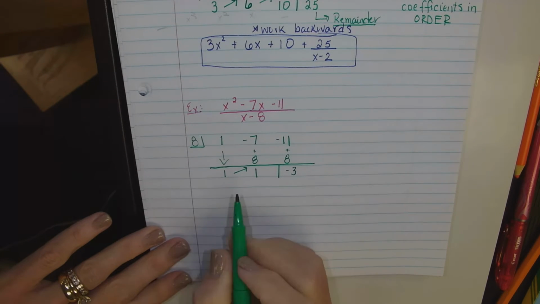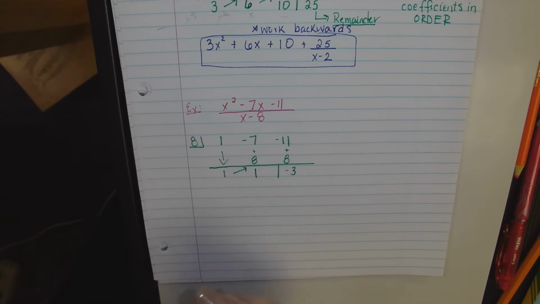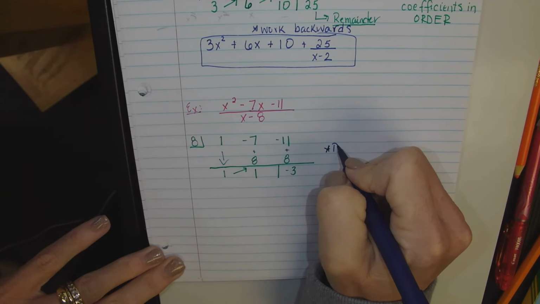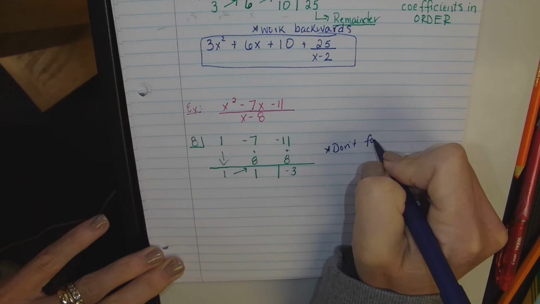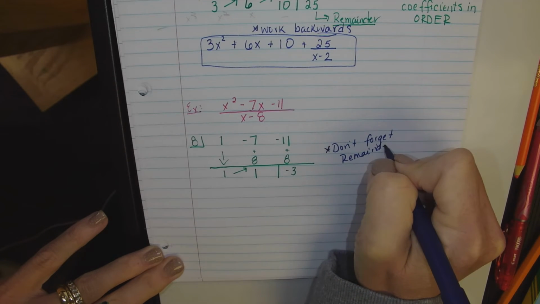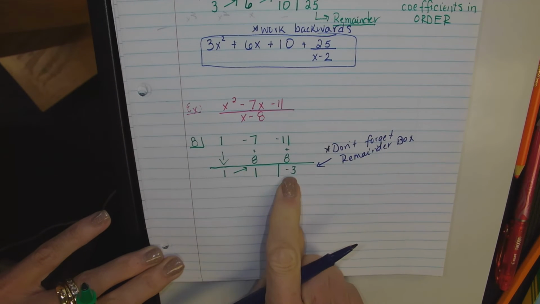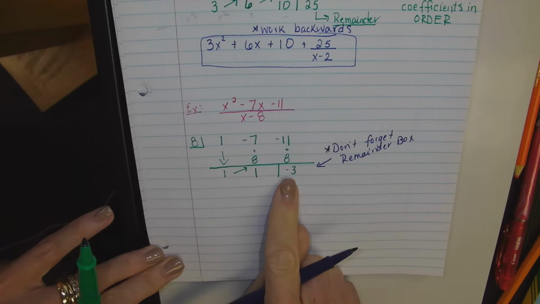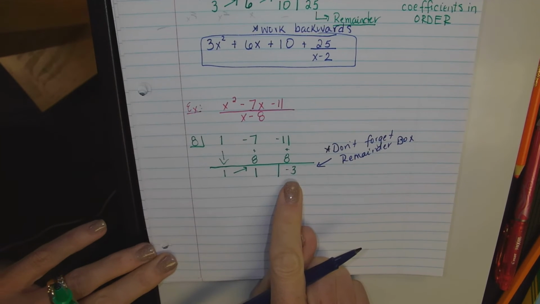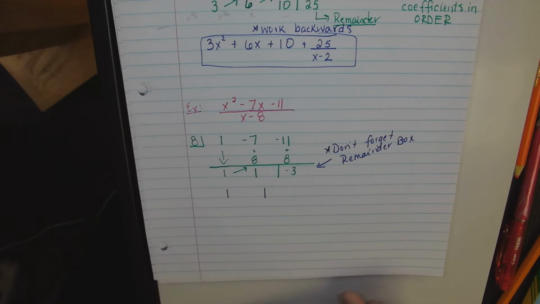The work is done. Now you got to write the answer. So I have 1 and 1. Let me write a little reminder. Don't forget remainder box. So this last number will always be your remainder box, okay? Box on the top left, bottom right. All right, so here is our answer, 1 and 1.